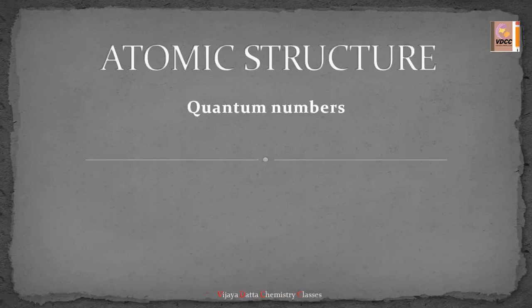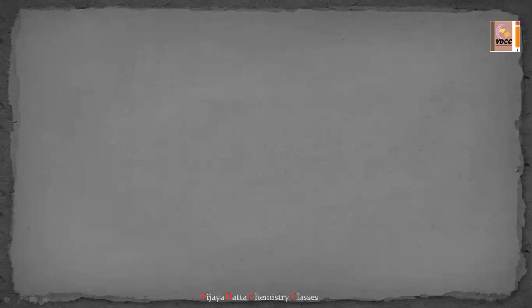See, what are the quantum numbers and how to identify those quantum numbers, just we are discussing today. These quantum numbers are very important to identify the electron, where the electron exactly is present. Okay, let us enter into the topic quantum numbers.